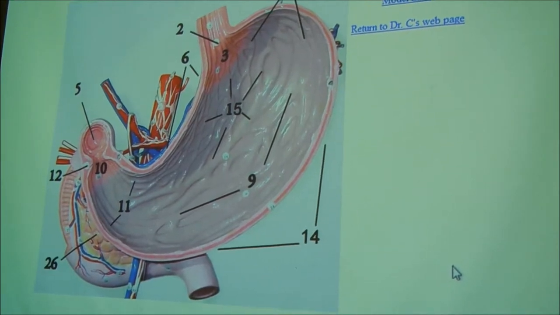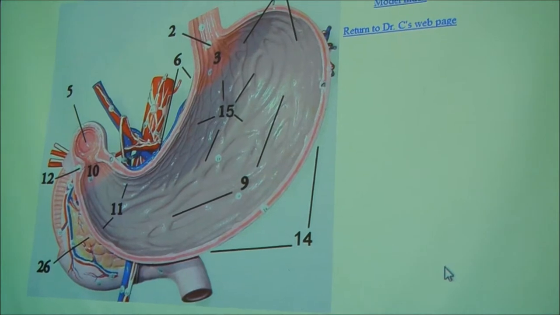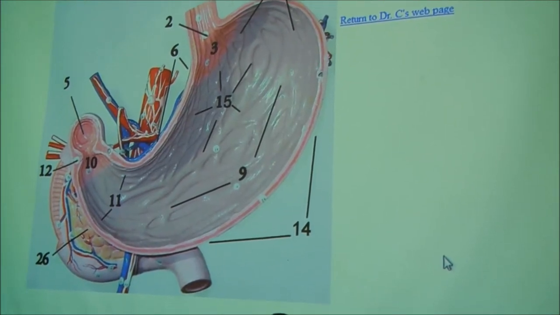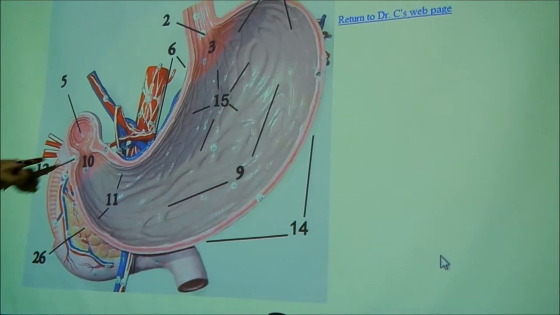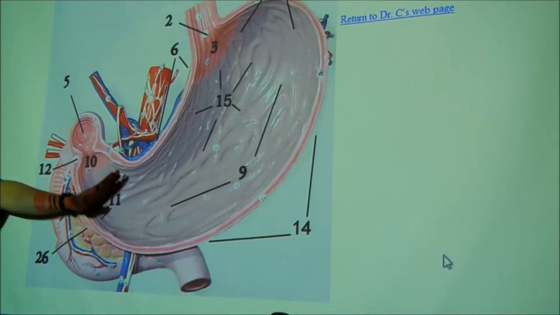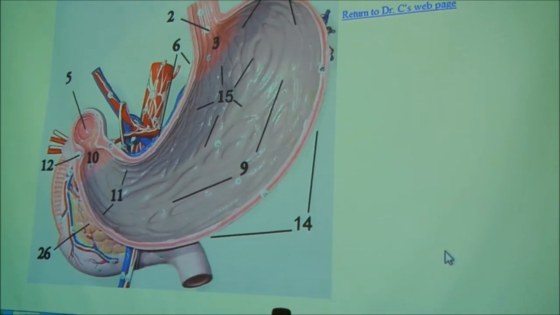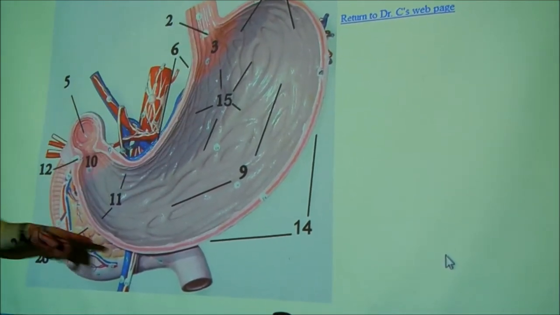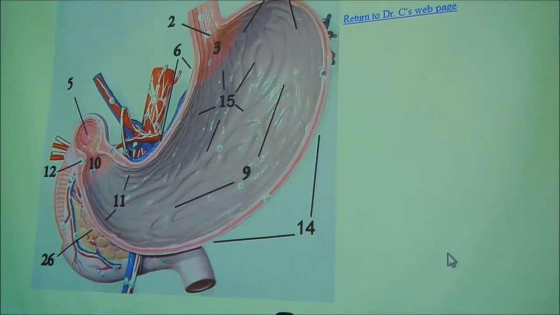Tell me about number 9. Body. Body means the middle. Okay, number 11. Pyloric region. So it's near your sphincter. This is the sphincter. So anywhere from about here to here, you can call the pyloric region. It's the end of the stomach. So cardiac's the beginning. If you follow the food, this is the end, right? So which one would be the sphincter?